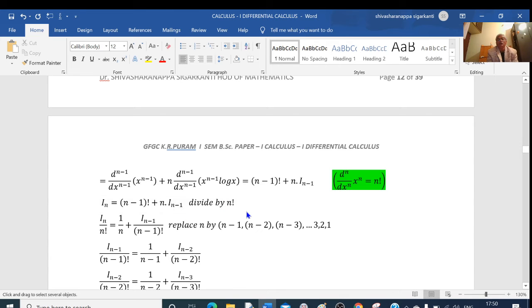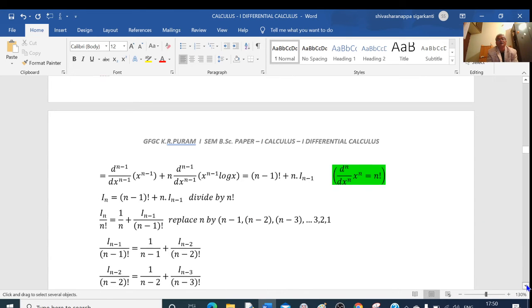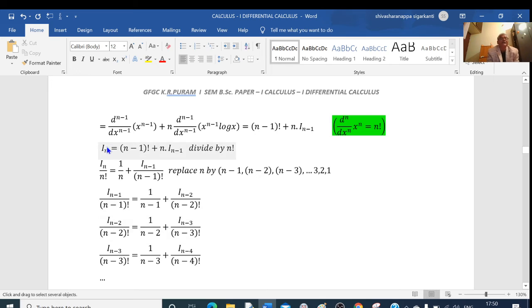If I divide this throughout by n factorial, what I am getting is In by n factorial equal to, see, this is n minus 1 factorial. I am dividing by n factorial. n factorial can be written as n into n minus 1 factorial. Then n minus 1 factorial gets cancelled. In the first term I am getting 1 by n plus here n.